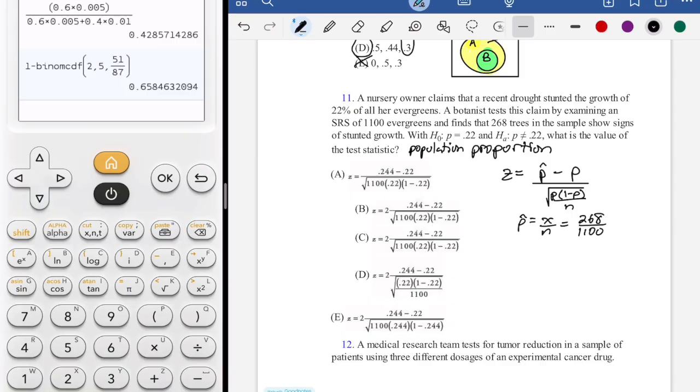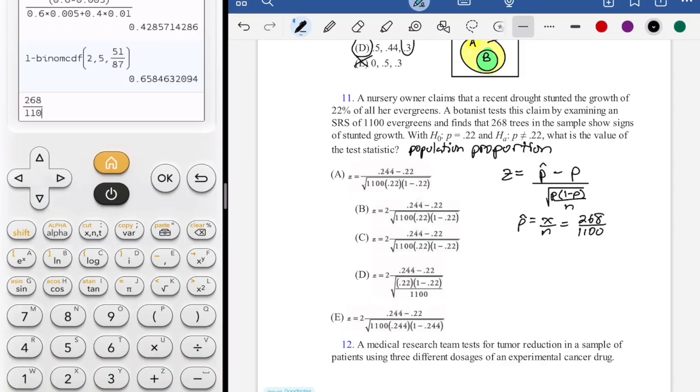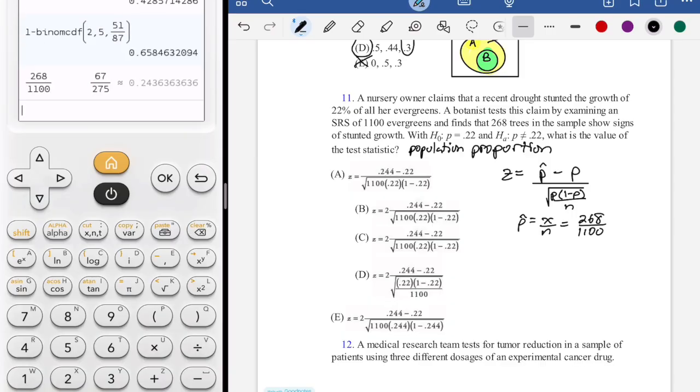All right. So 268 divided by 1,100, that's about 0.244. And you can see that that is pretty much everywhere, so no help there. The assumed P is the 0.22. That's coming from the null hypothesis, so also no help there. We can start crunching the numbers.